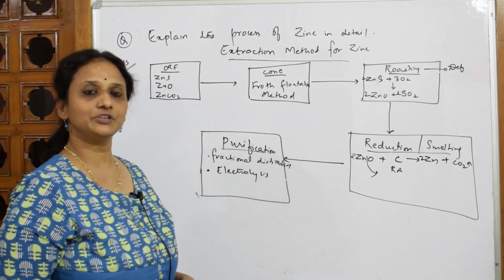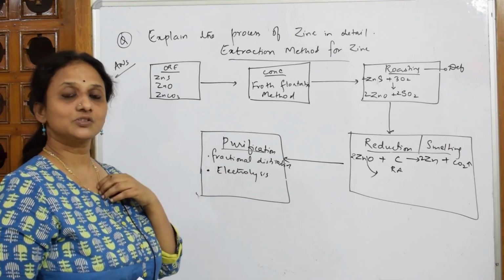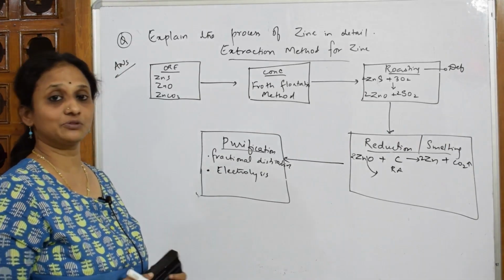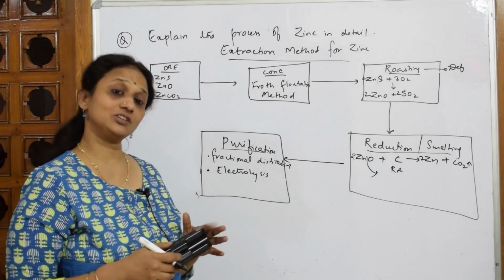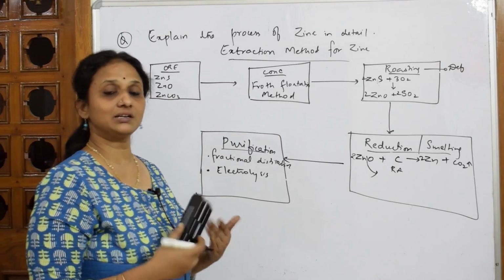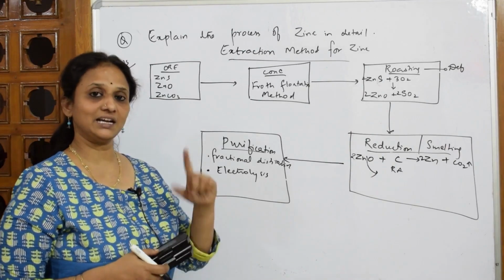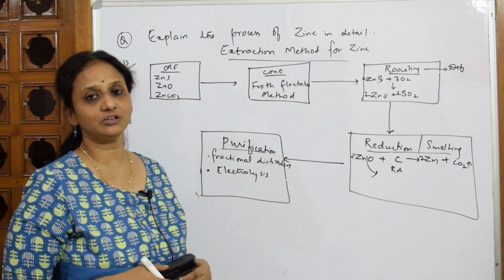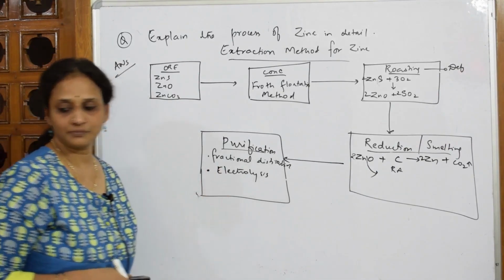Then we'll finish off the metallurgy of zinc with its uses. I still have something left to discuss with iron, copper and zinc. What is that? That is your Ellingham diagram, the metallurgical concepts, hydrometallurgical concepts and electrochemical aspects. I'll be doing, under the Ellingham diagram, all the questions which are asked for your metallurgy. So let us do fractional distillation and electrolysis now.